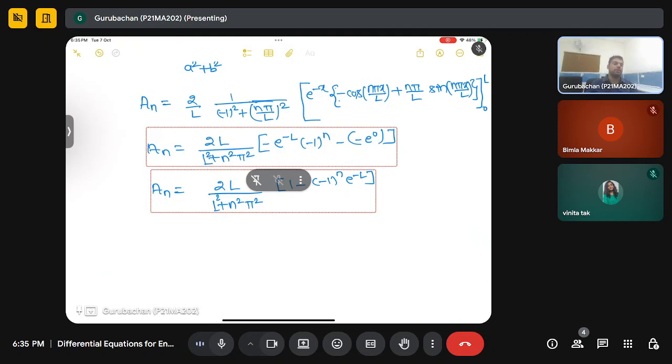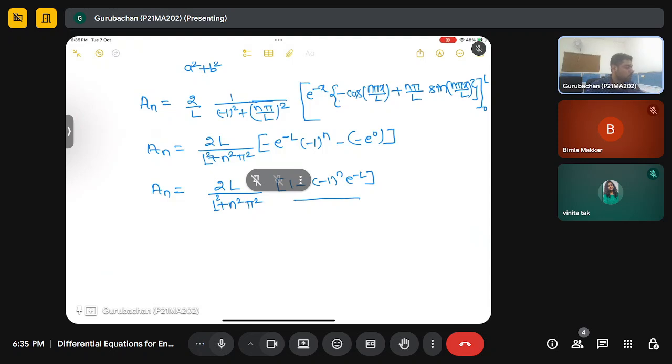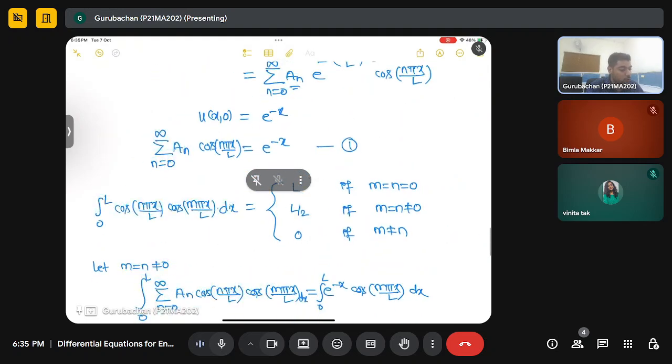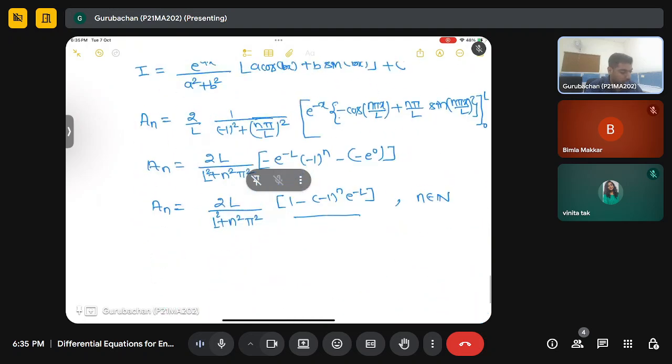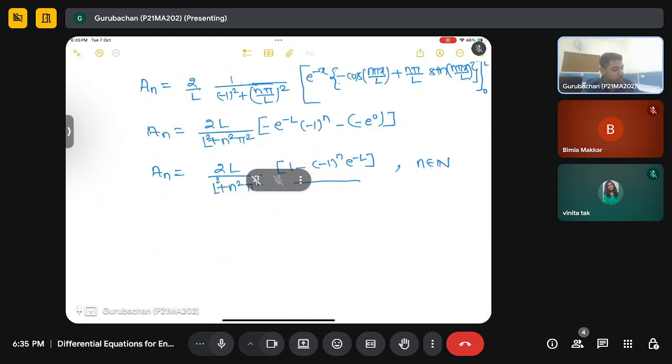Earlier in the previous sessions, this quantity would become 0 because e to the power minus L would not play a role here. Also observe that n can only be a natural number. The reason is that earlier n was a whole number, but we have considered the case m equal to n but not equal to 0. So that case we have to solve explicitly. So we solve the series for the m equal to n equal to 0 case.